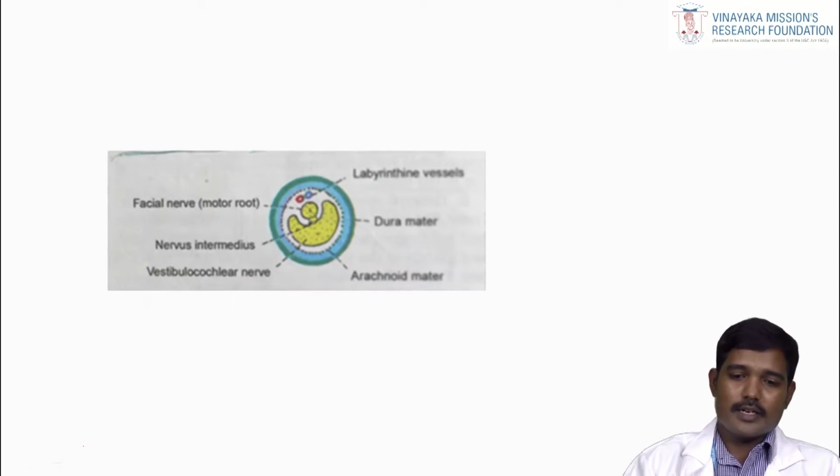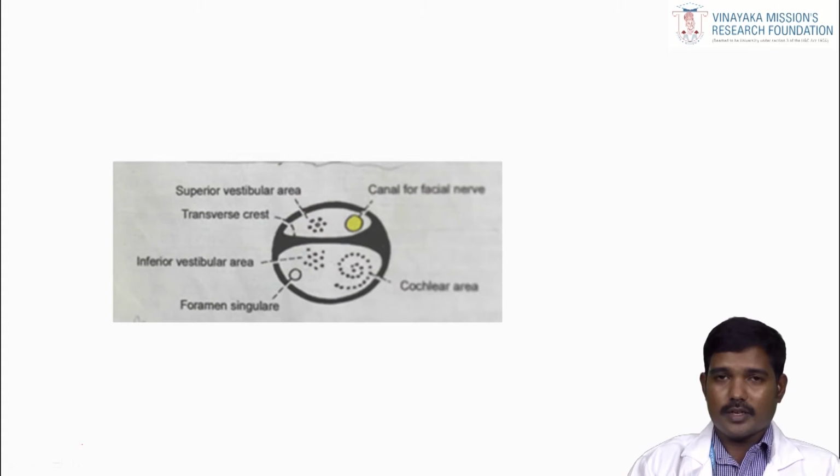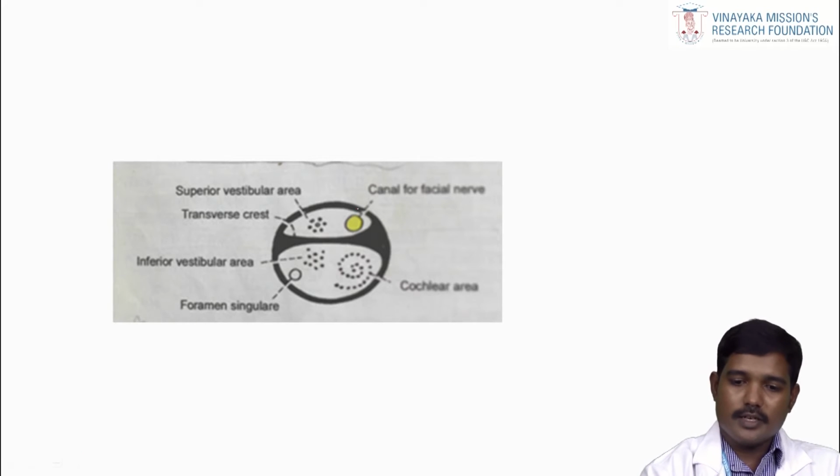It runs and enters the internal acoustic meatus. The motor root of the facial nerve is grooving in the 8th cranial nerve, and the nervus intermedius or sensory root is present between the motor root and the 8th cranial nerve. These nerves are accompanied by the labyrinthine vessel. In the fundus of the internal acoustic meatus, in the petrous part of the temporal bone, the motor root and the sensory root of the facial nerve combine and form a single trunk.